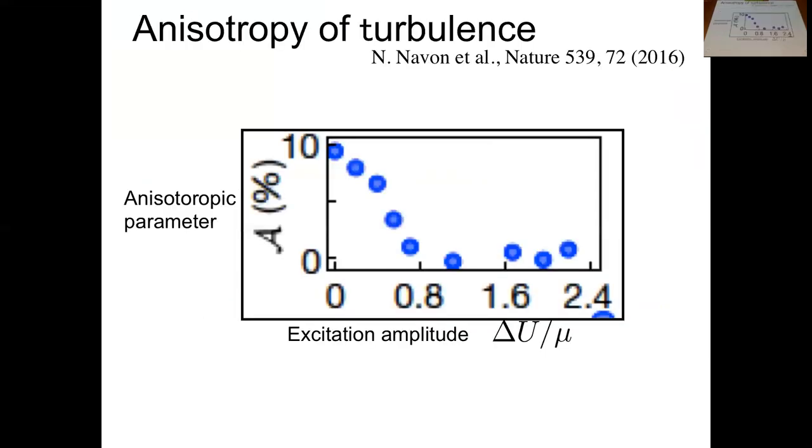This is an interesting story, but very recently we performed another study. This paper proposed lots of interesting things. We are interested in the anisotropy of the turbulence. These scientists observed an anisotropy parameter of the turbulence as a function of the exciting amplitude. The point is, if the exciting amplitude is very small, the turbulence is anisotropic. But if it becomes strong, the turbulence becomes isotropic.